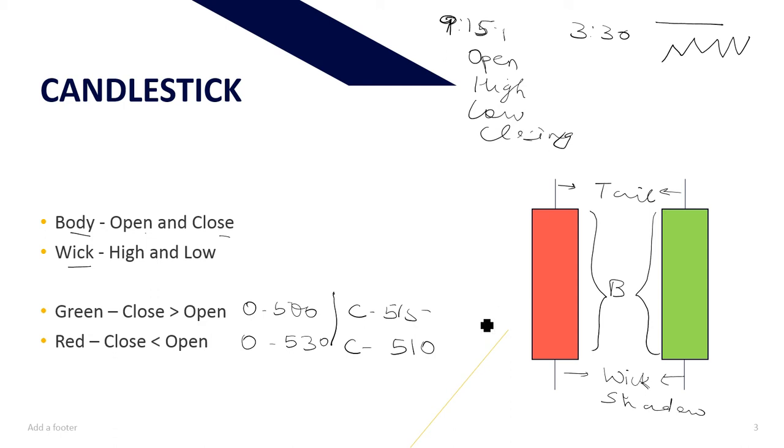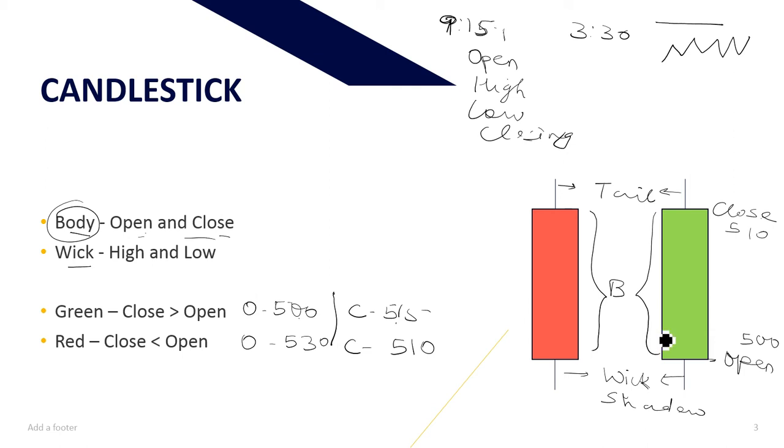Now we will see a green candle. In the green candle, the open price is 500. So obviously open price is lower than the closing price. So open price will be here. I told you body will represent open and close. So the lowest part of the body is the open as far as the green candle is concerned. The closing price is here. It is 510. The opening price is 500. So this is about the green candle.